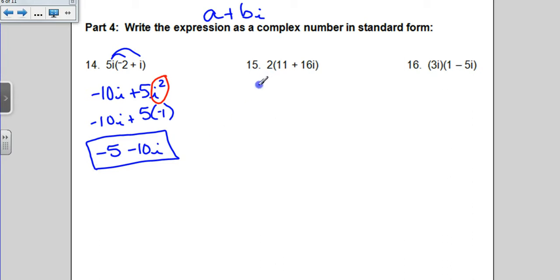We're going to go ahead and distribute a 2 this time, so 22 plus 32i, and there's no i squared, so we're actually done.